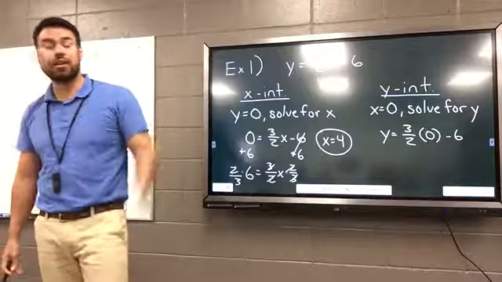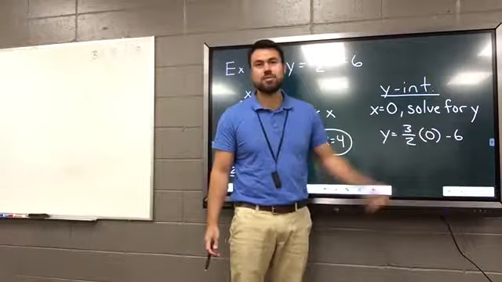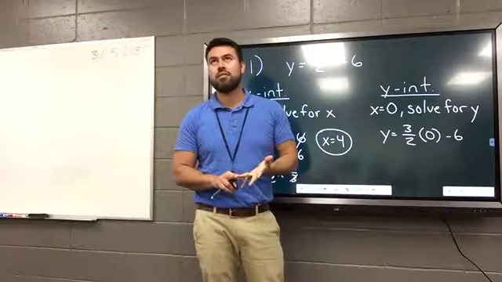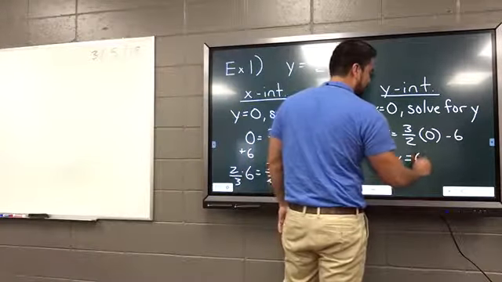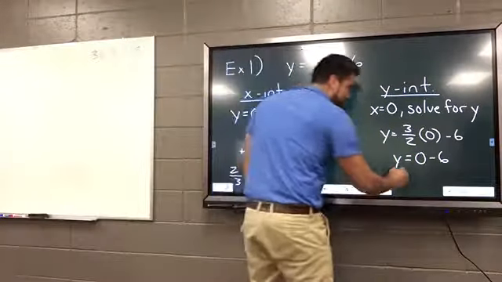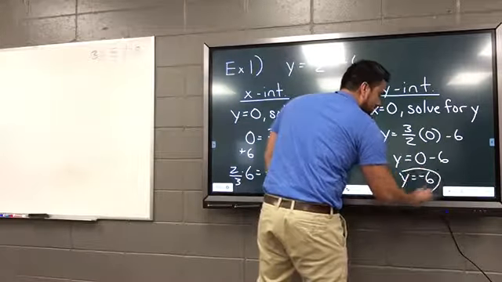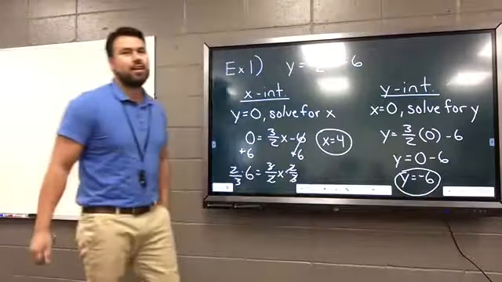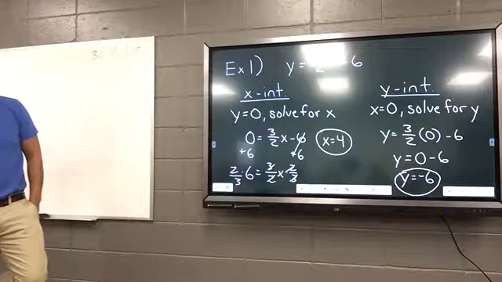So, okay, let's do it. I've got to solve for y. What's 3/2 times 0? 0. Okay. Y equals 0 minus 6. What does y equal? 6. Yeah, because what's 0 minus 6? It's just negative 6. So what's your y-intercept? Negative 6.